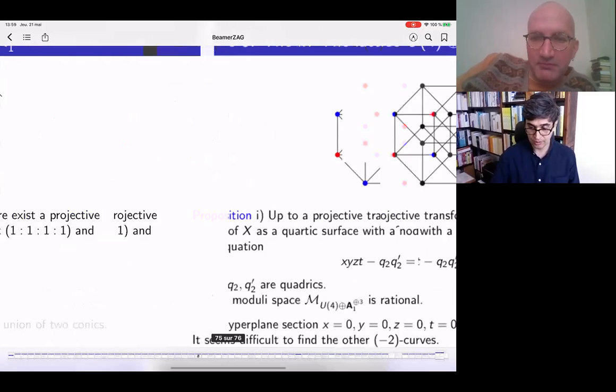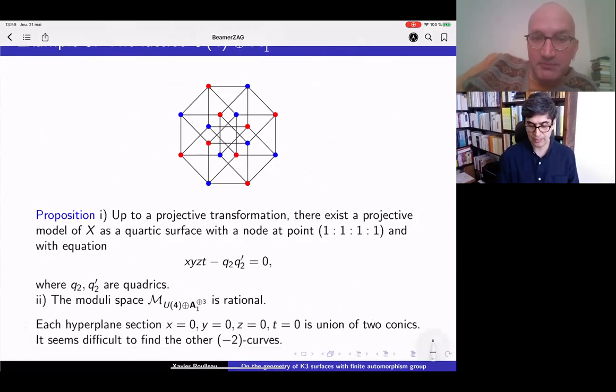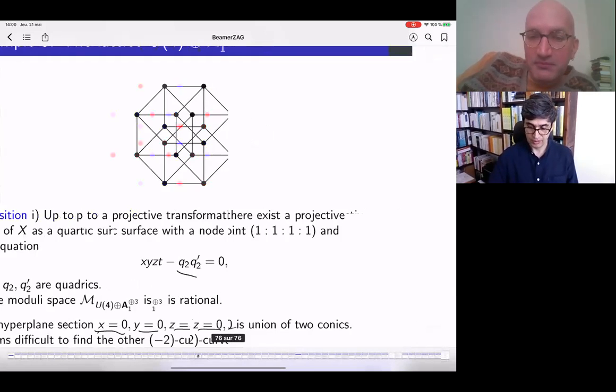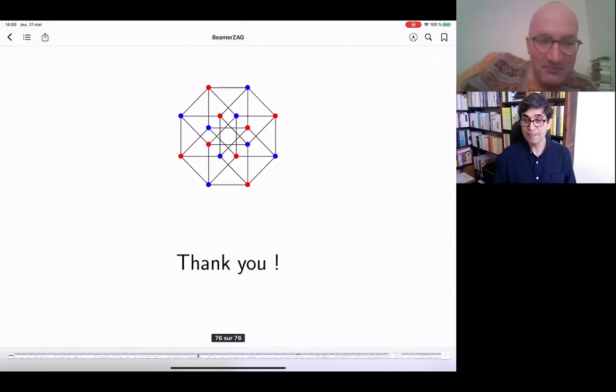And you can see some of the minus 2 curves. When you take the coordinates x equals 0, z equals 0, y and t equals 0, that gives you various hyperplane sections, which are unions of 2 conics. The 2 conics with equation, you see it. So that gives you minus 2 curves. But I didn't find where the other minus 2 curves are in that model. So thank you very much for listening.